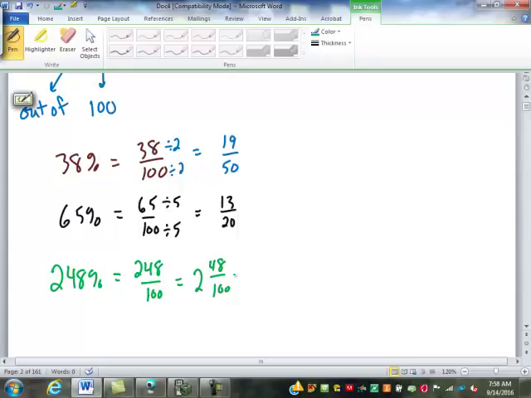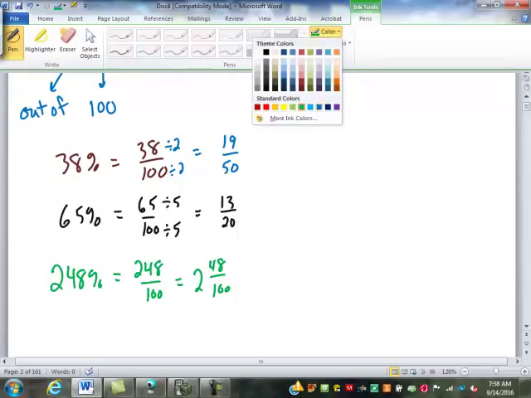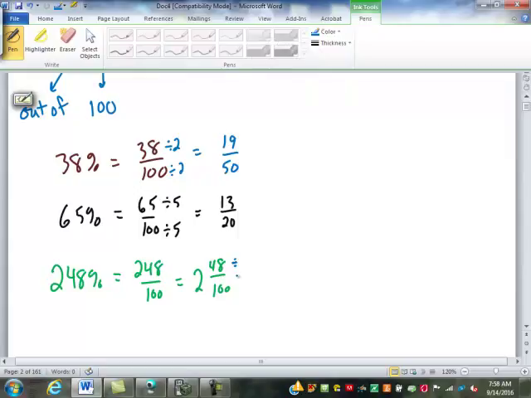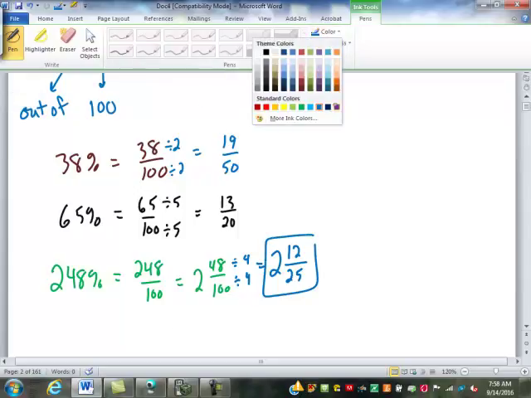So I got 2 and 48 hundredths, but that can still be reduced. Both 100 and 48 can divide by what? 4. Perfect. 48 divided by 4 is 12. 100 divided by 4 is 25. Am I done? No. What do I need to do? Got to remember the 2. Perfect. Biggest mistake I'll see made there is I'll forget the 2. So be careful with that.